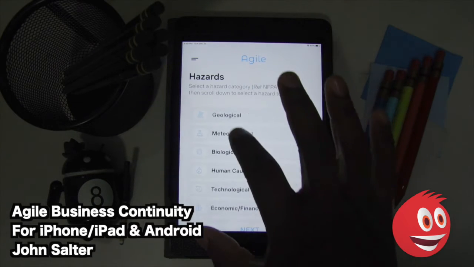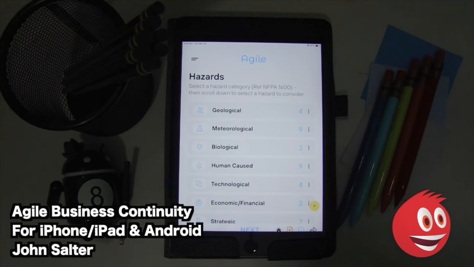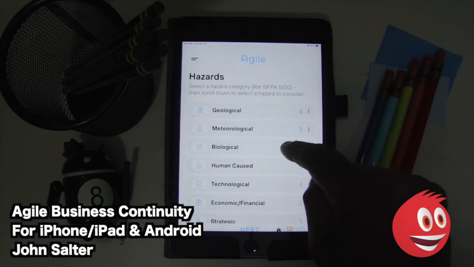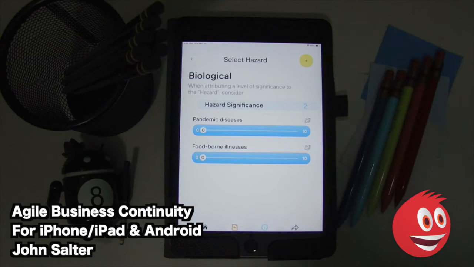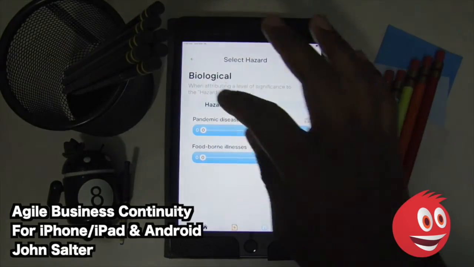If you notice, it says here, select the hazard category, then scroll down to select a hazard to consider, and every one of them has a certain level of impact. And again, we're talking about the impact a hazard may have on your business. Now take a look at biological as an example. We can tap on that, and you have the hazard significance. That's the level that we were talking about. You can see that there are some impacts here, what I want to call sub-hazards: pandemic diseases and foodborne illnesses. That's just one of many different categories.